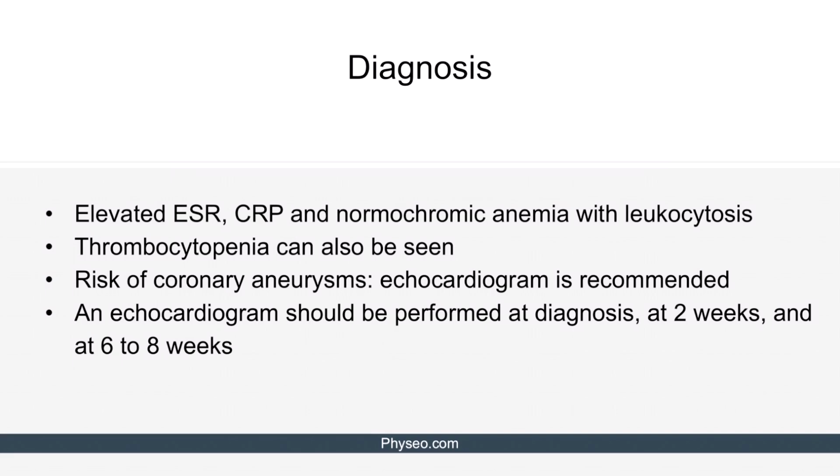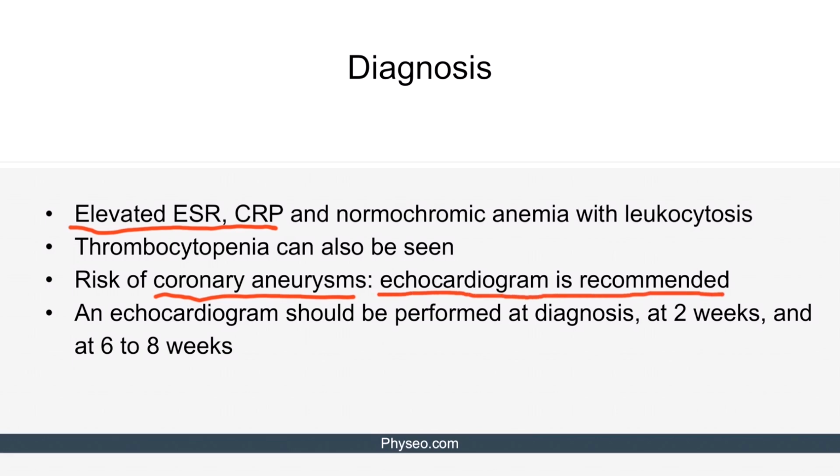Laboratory findings include an elevated ESR and elevated CRP, as well as normochromic anemia with leukocytosis. So high inflammatory markers, anemia, that's normochromic, and then high white blood cells. In addition, thrombocytopenia can be seen. Now, inflammation of the coronary arteries can result in the formation of coronary aneurysms. And because of this, an echocardiogram is highly recommended.